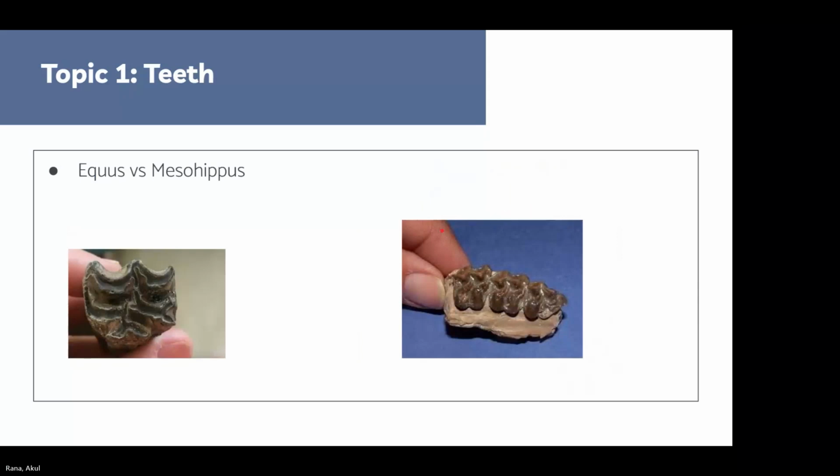Same thing goes for Equus and Mesohippus. Mesohippus are predecessors of modern-day horses, whereas Equus is modern-day horses. And you can see these very flat, grindy teeth for horses, Equus, and more peak-style teeth for Mesohippus, which is also, again, an indicator of their diet.